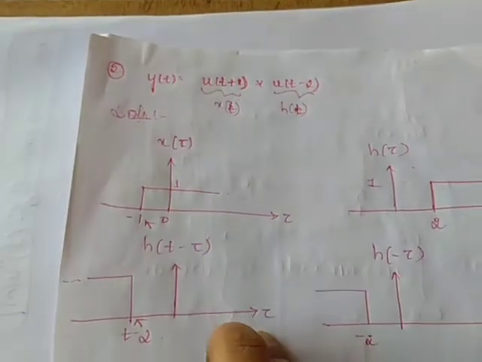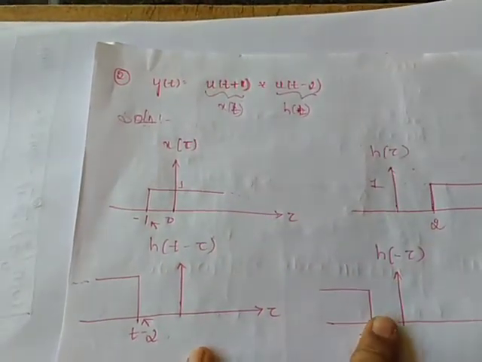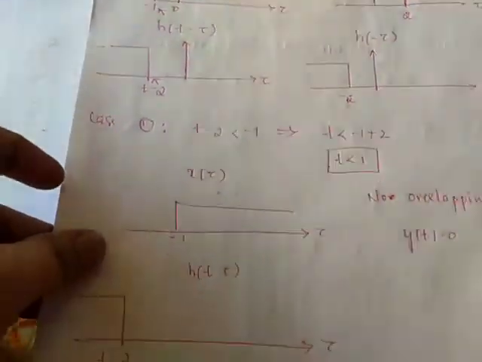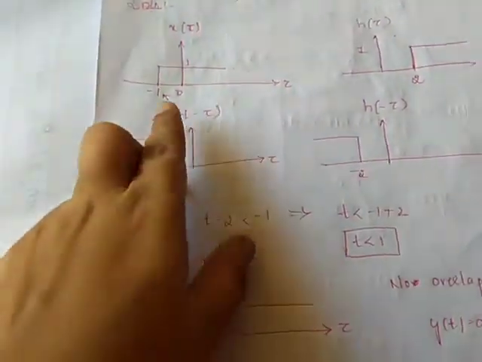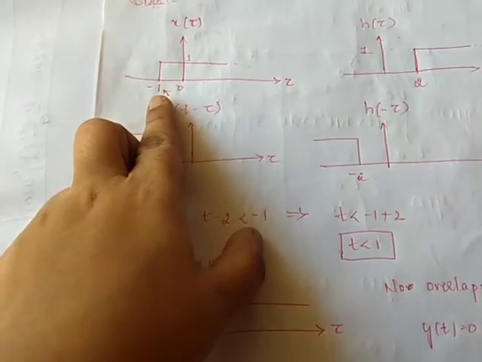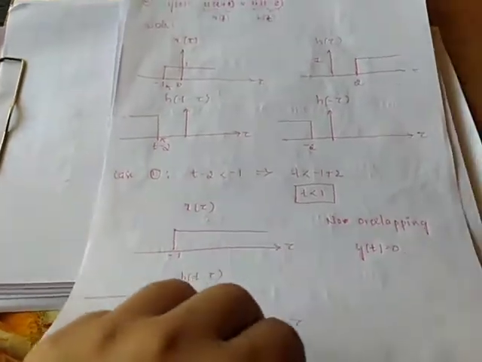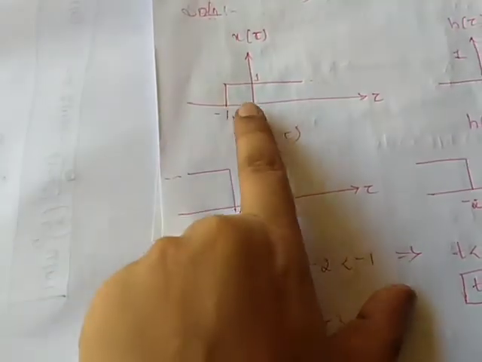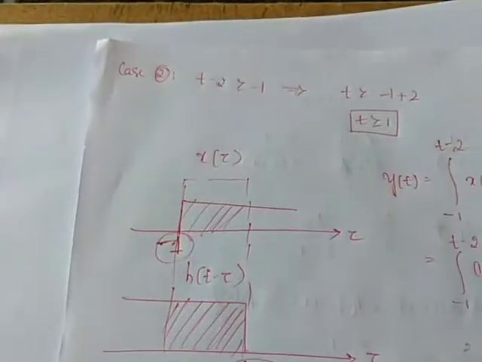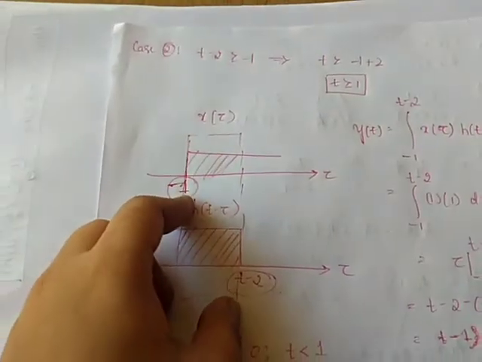minus 2. First sketch x of tau, h of tau, time reflection, add t. Then, first case: the beginning of h of t minus tau is less than the beginning of x of tau. So this is the first case, no overlapping, so convolution is 0. Second case: the beginning of h of t minus tau is greater than the beginning of x of tau. So this is the interval. In this case, the overlapping is from minus 1 to t minus 2.